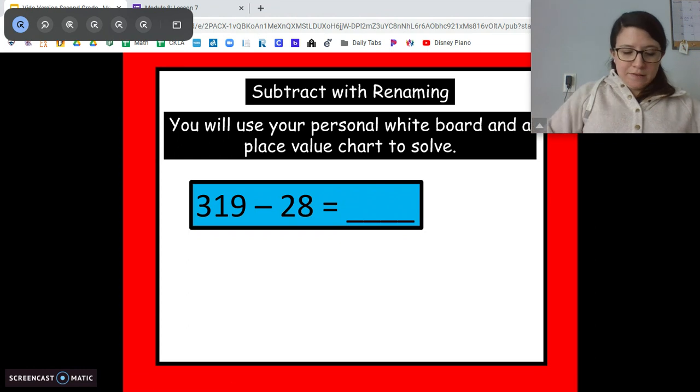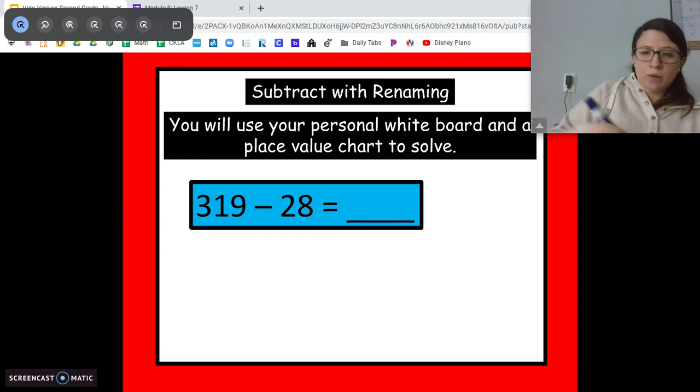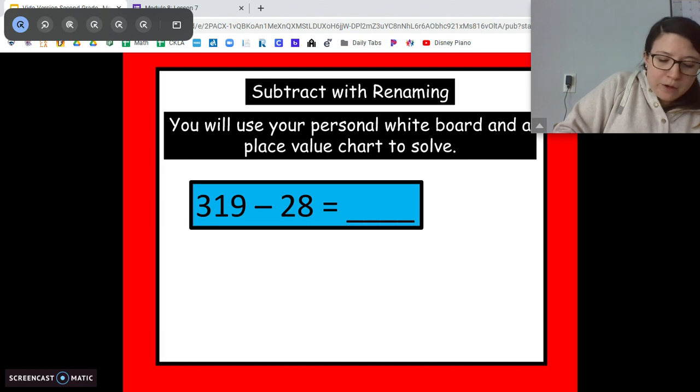Go ahead and solve 319 minus 28. Solve in the way that works best for you. Pause the video and come back when you're done.